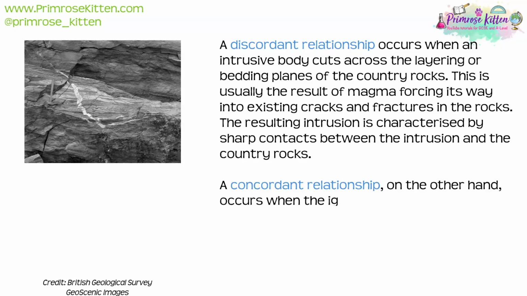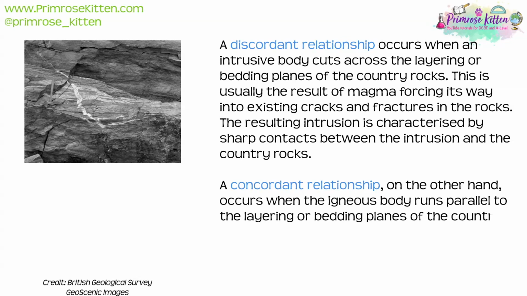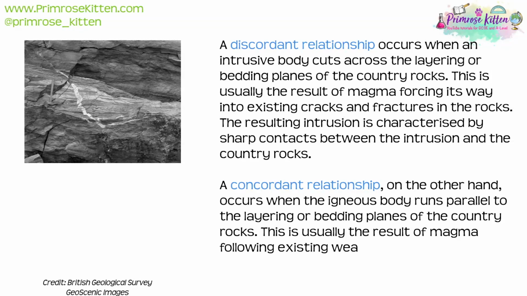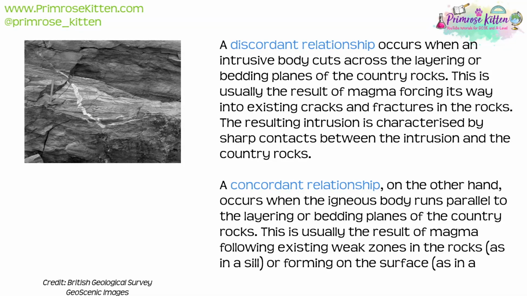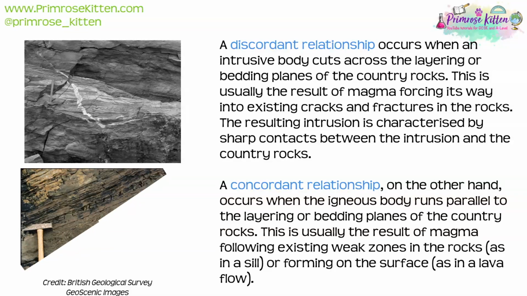A concordant relationship, on the other hand, occurs when the igneous body runs parallel to the layering or bedding planes of the country rocks. This is usually the result of magma following existing weak zones in the rocks, as in a sill, or forming on the surface, as in a lava flow.